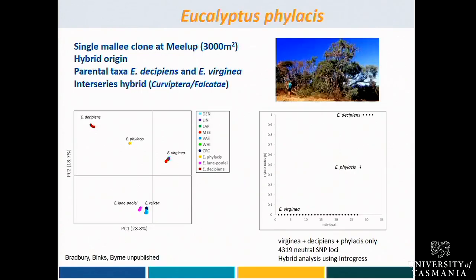Just put this in to show, because Rob mentioned it yesterday, Eucalyptus phaenophylla, the Mealup mallee. It was suspected to be a hybrid more recently. Decipiens was suspected to be one parent, but we didn't know what the other parent was. And then more recently, somebody found a little patch of Eucalyptus virginiae just down the slope towards the beach from this patch. And so we recently did a genomics study, and you can see here that you've got decipiens and virginiae, and phallacis is a classic F1 hybrid with half the alleles from each, and on a PCA it just sits right in the middle here. So again, that's found what the other parent is for that.